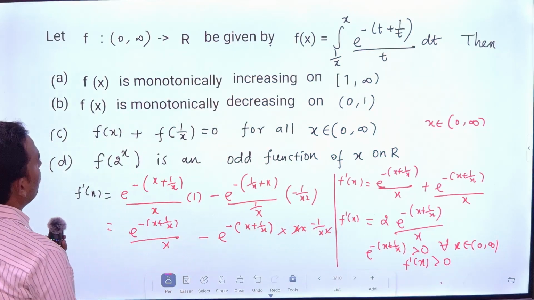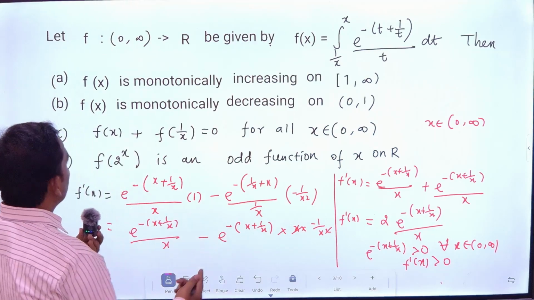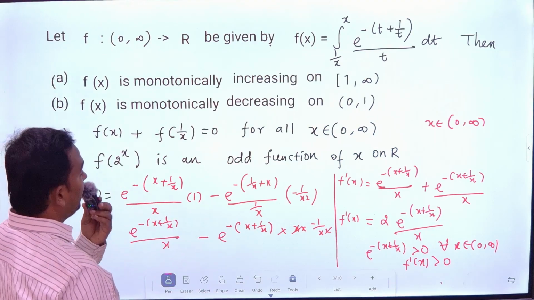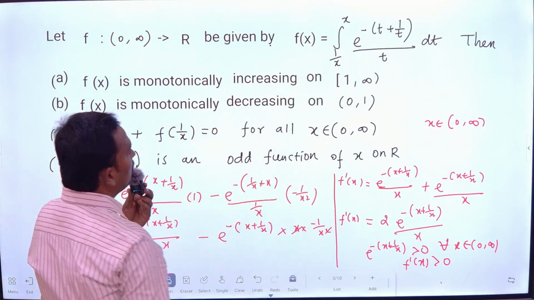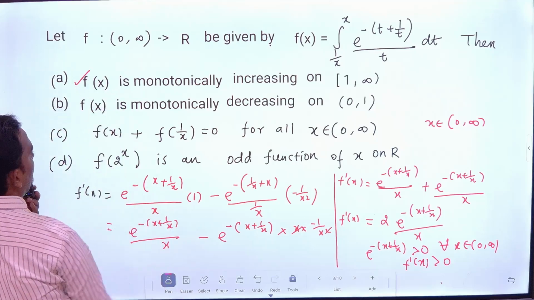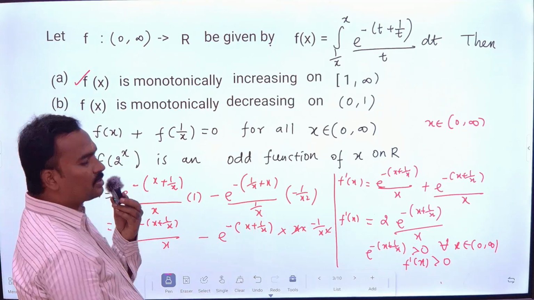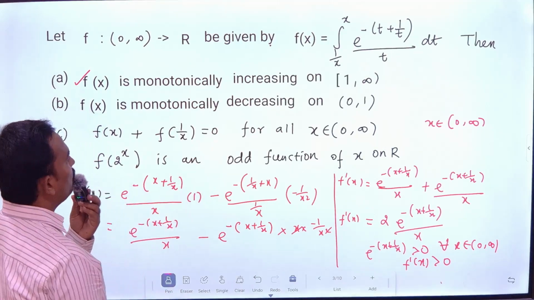Okay, therefore it will be increasing from 0 to 1 also, 0 to infinity. But particularly it is monotonically increasing on 1 to infinity. Clear? This first option is correct. Why is it correct? Because the first derivative is greater than 0. It is increasing, positive slope.